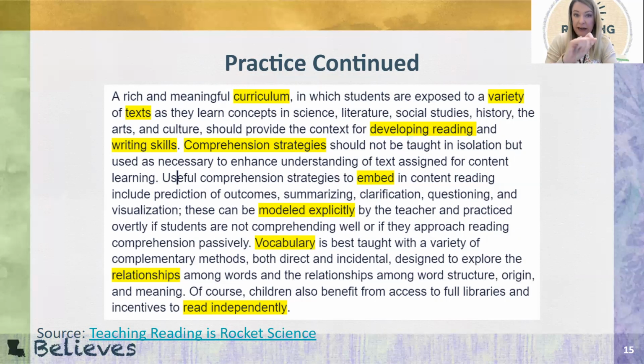I would model and highlight or underline, whatever you choose, as I go through the passage. Okay, so these are my 12 words that I picked. And I'm counting some of them as one word, like comprehension strategies, because it speaks to the type of strategy that it is. Students are going to have questions about that. So we need to explicitly explain that.